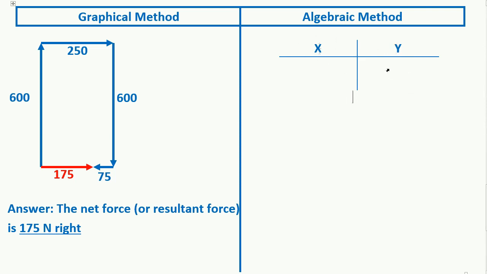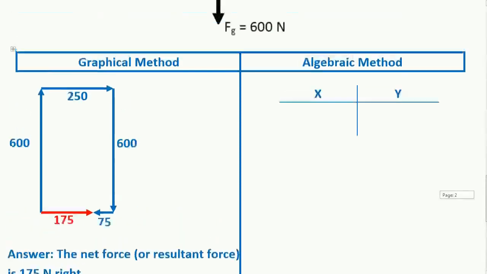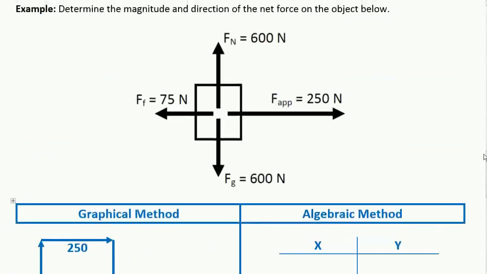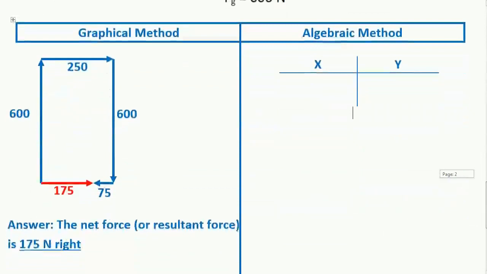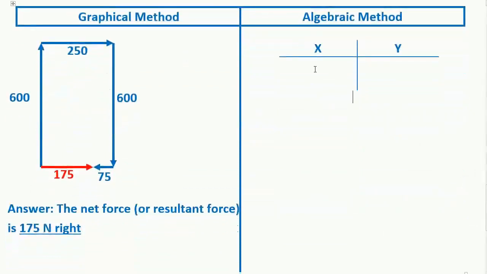So starting with the horizontal, this means I'm just looking at my vectors up here that are horizontal, left, right. So I'm looking at this guy that's 250 and this guy that's 75. These vertical ones in the y direction, we'll worry about those later. We'll worry about those over here. So in the horizontal direction, what am I wanting to do here? That's right, I'm wanting to find the net force, or I'm wanting to add the forces together.